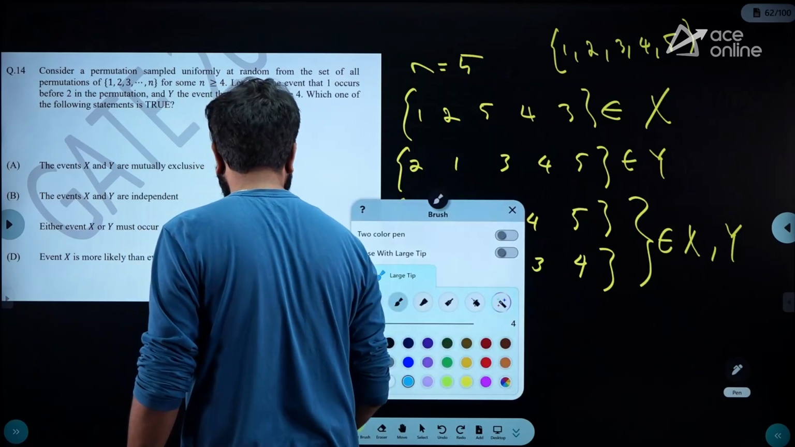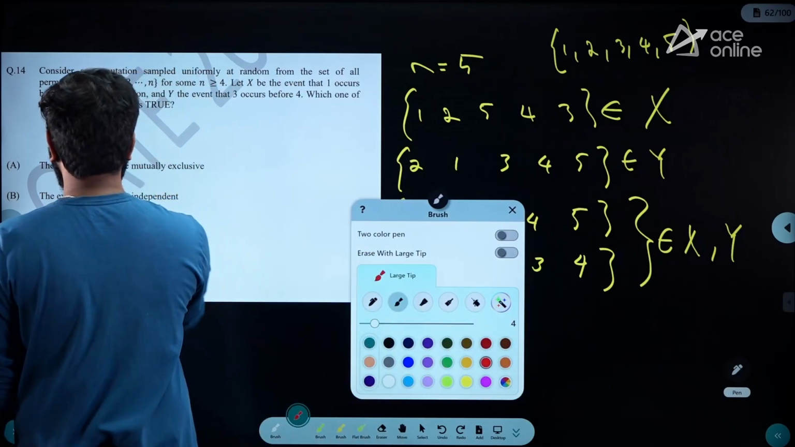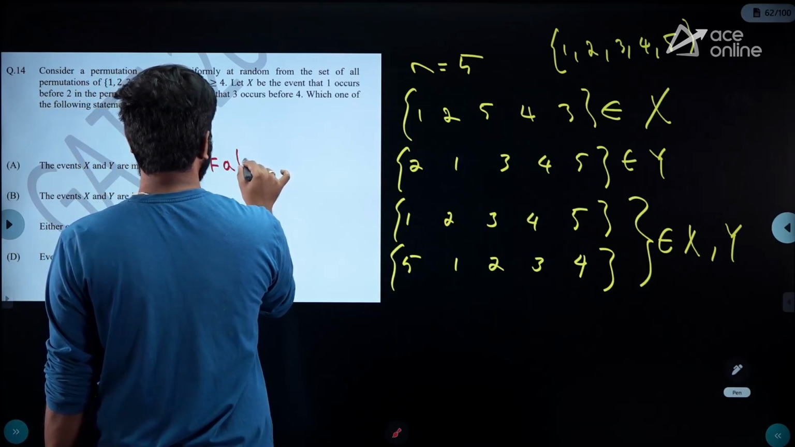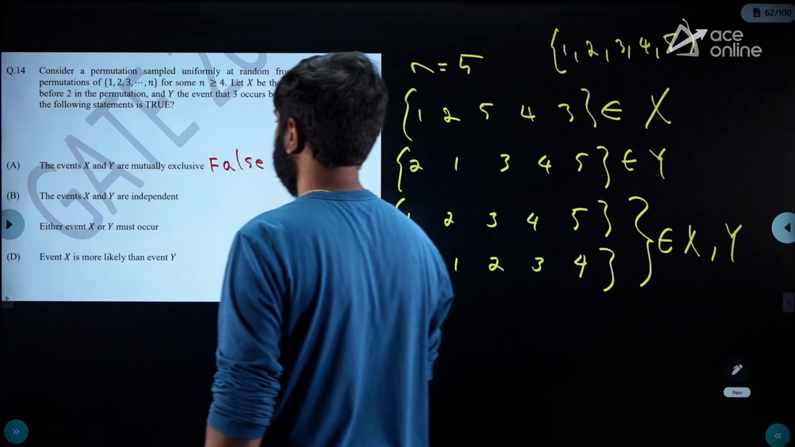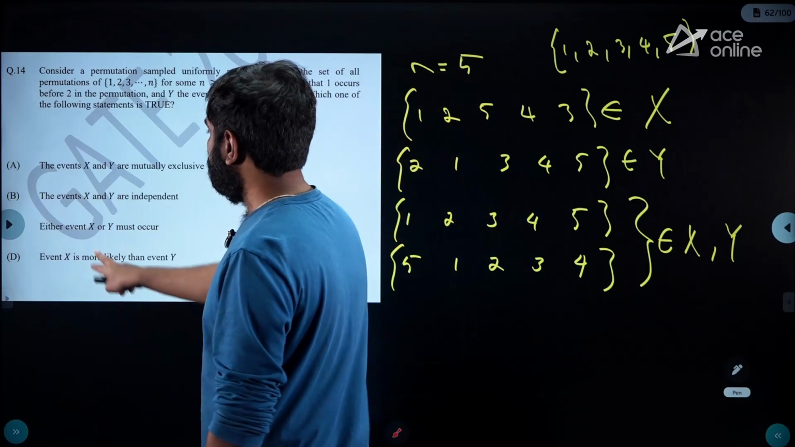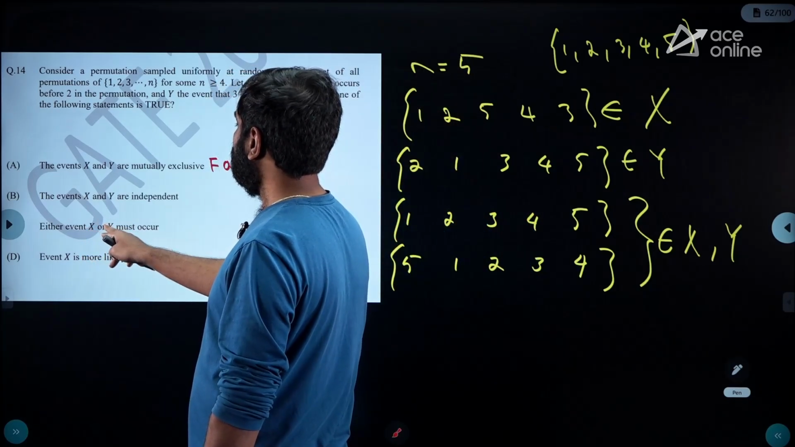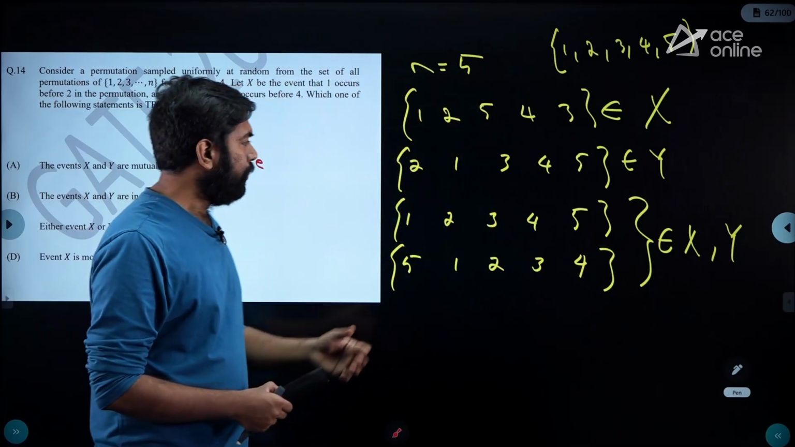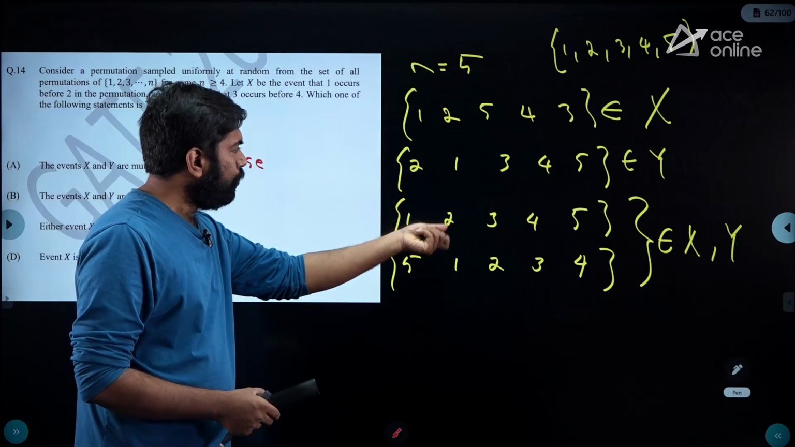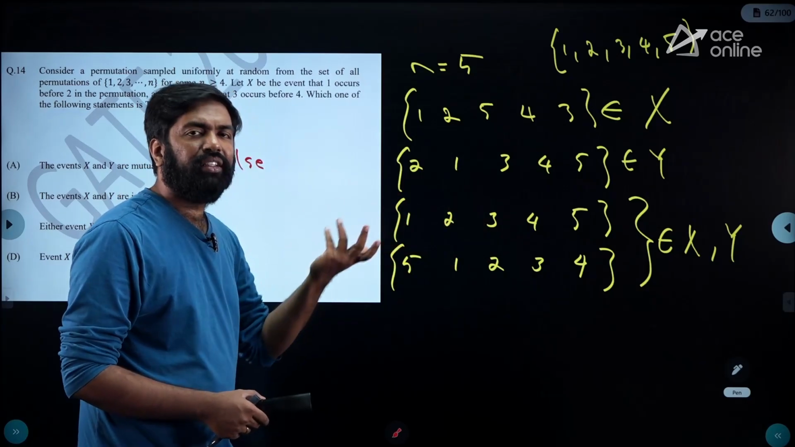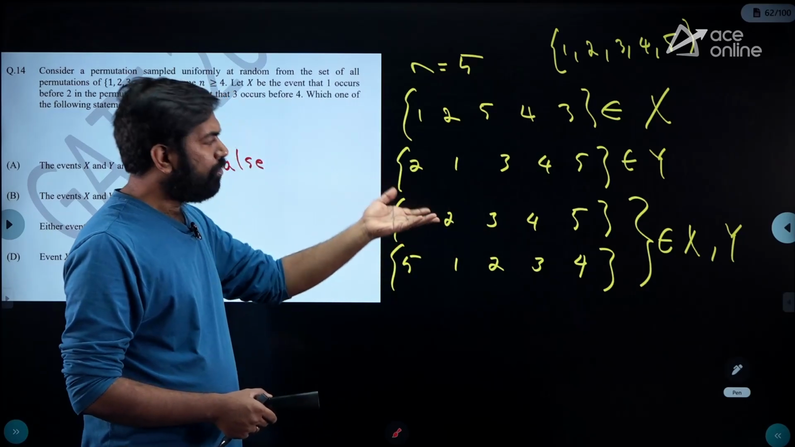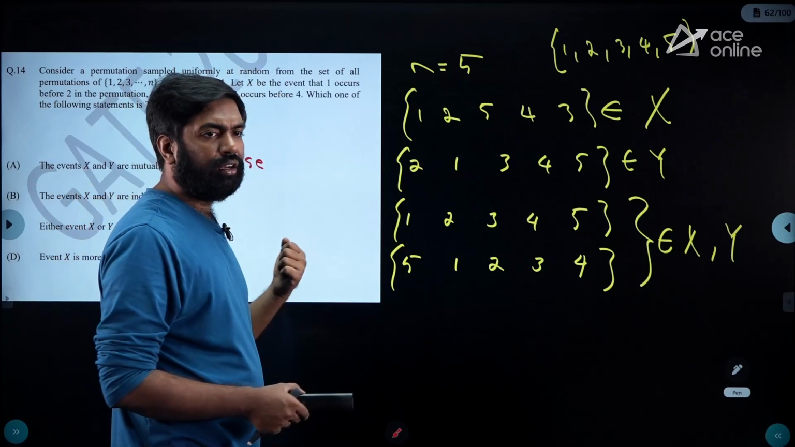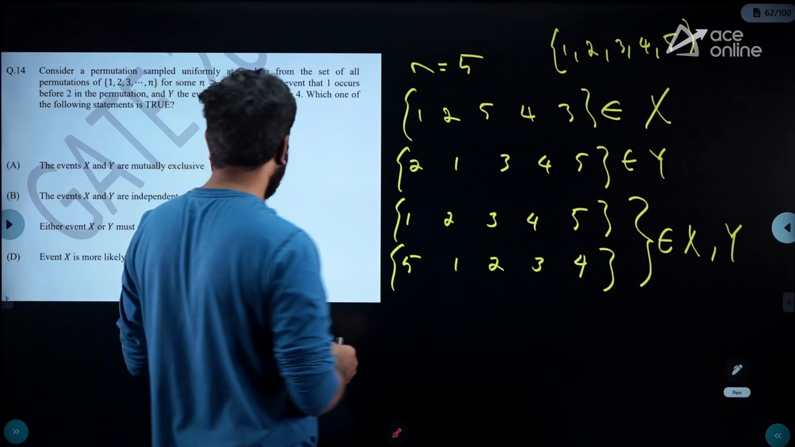What is ruled out? The mutually exclusive option is ruled out. The statement that events X and Y are mutually exclusive is clearly false. And then he says either event X or event Y must occur, but I said they can occur simultaneously, no? If you choose 1, 2, 3, 4, 5, here the event X is occurring, and the event Y is also occurring. He says either X will occur or Y will occur, that one must occur. This is false.